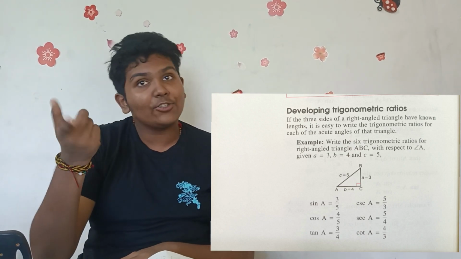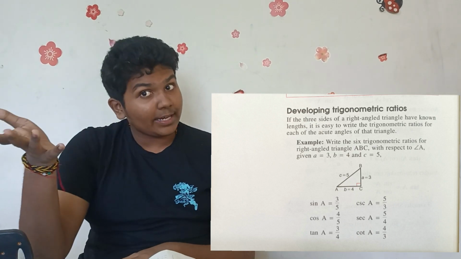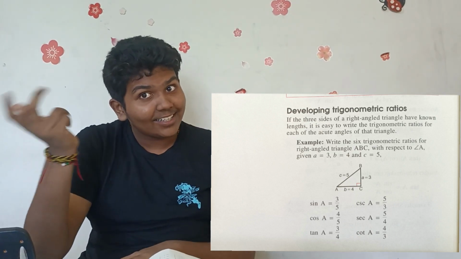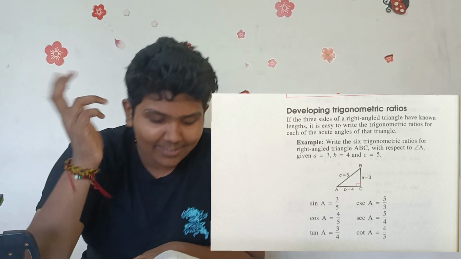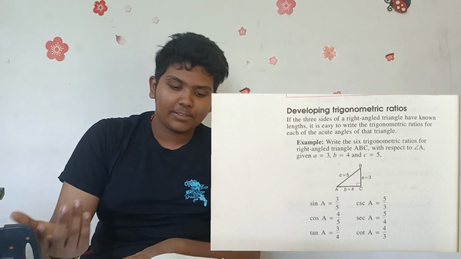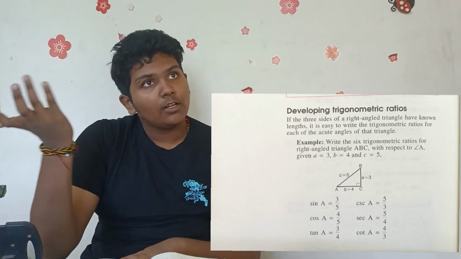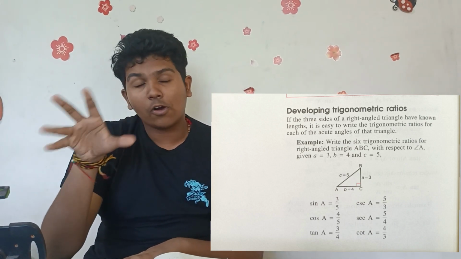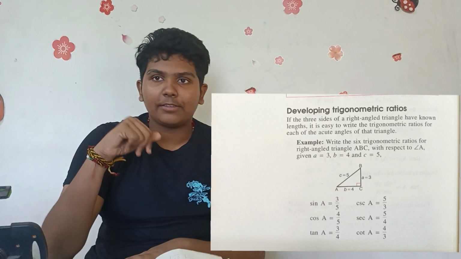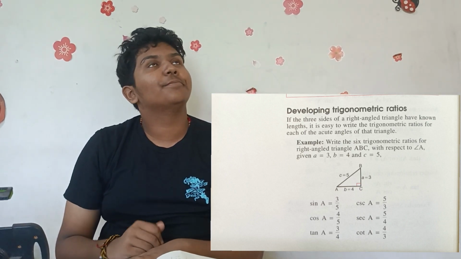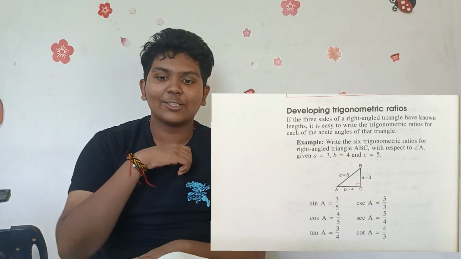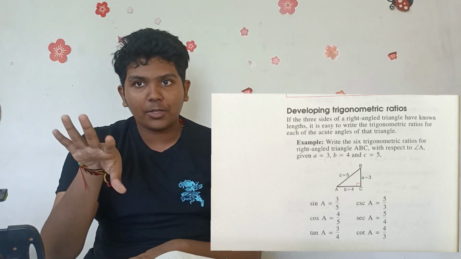Cosec A is equal to 5 by 3. What is cosine? Cos A is 4 by 5. Sec A is 5 by 4. Tan A is 3 by 4. Sorry, not cot. Cot A is 4 by 3. So you got what I meant?